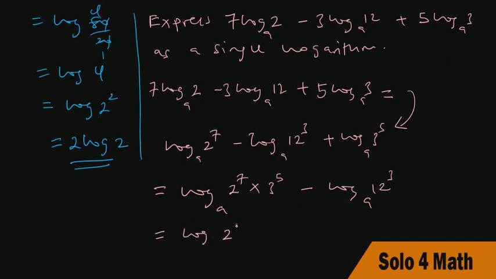So we have log of 2 to the power 7 times 3 to the power 5 over 12 to the power 3 base A. When you simplify it, you end up with log 18 base A, and we've expressed it as a single logarithm. That is what was expected of you in such a question.